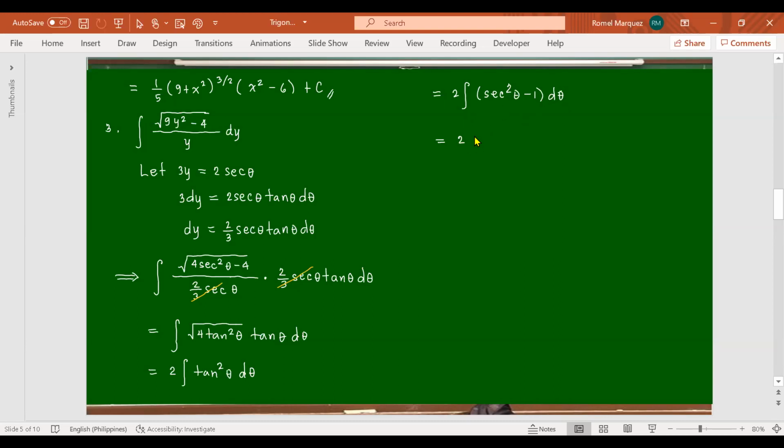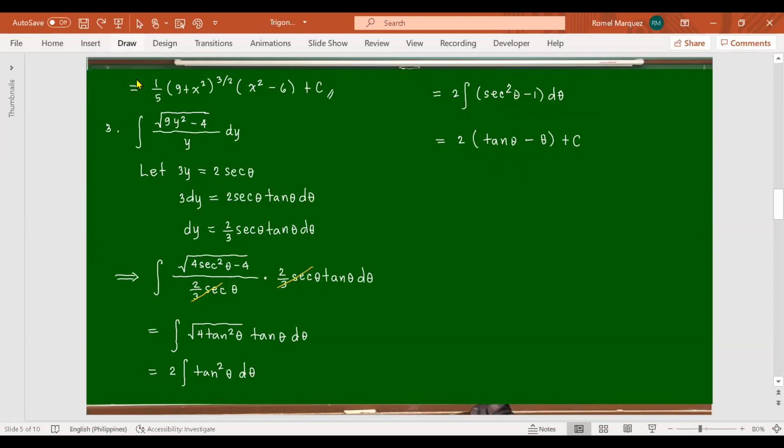So 2 times, what about here? Tangent theta and secant squared theta d theta. That is a direct formula. Negative 1 d theta, the integral is negative theta, plus c. So getting 2 times, what is, again guys, the tangent function?